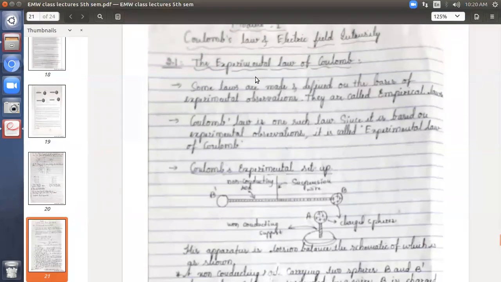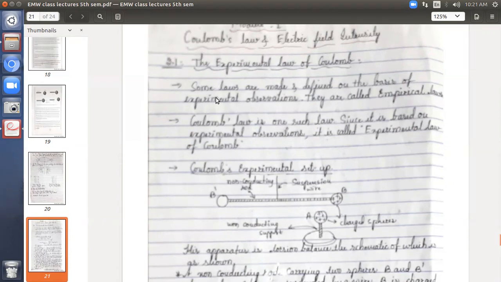The very first concept in your module 1 is the experimental law of Coulomb. You already know, I think you might have studied this Coulomb's law in physics. That formula you might be knowing already, but for your study, what is the experiment that he conducted? That background is there. So let us study what he experimented and what conclusion he got.